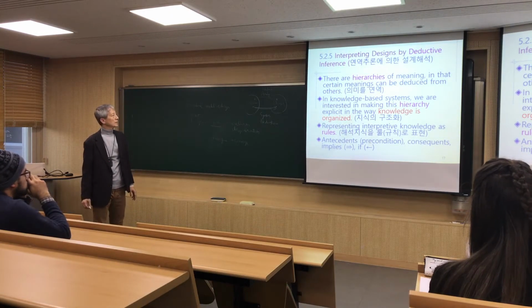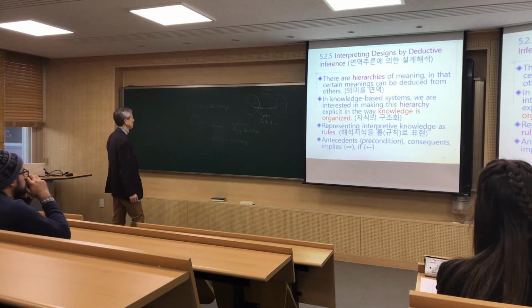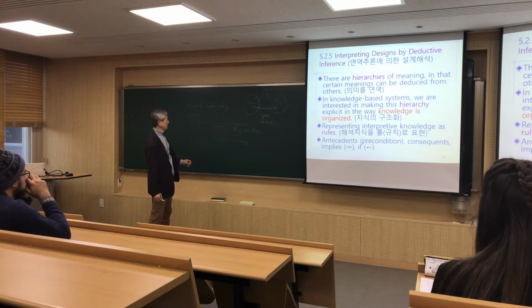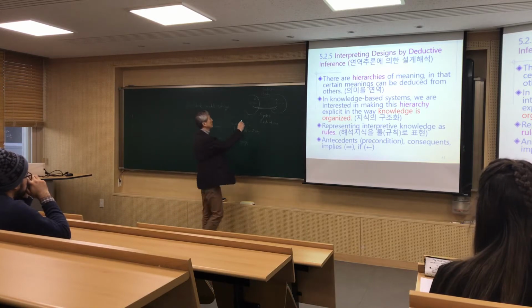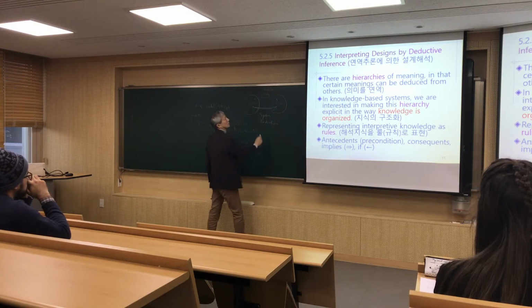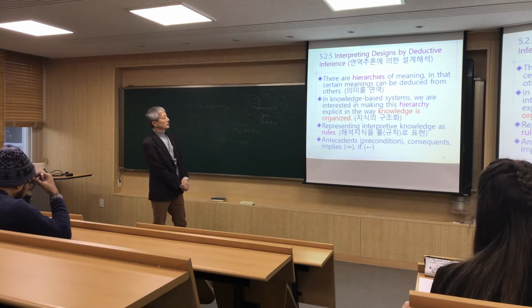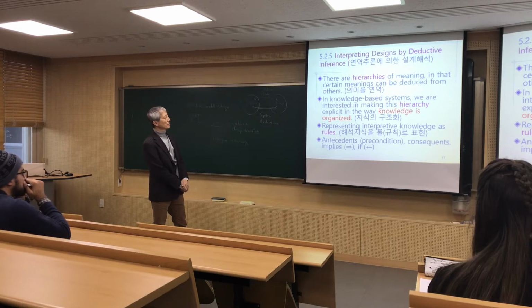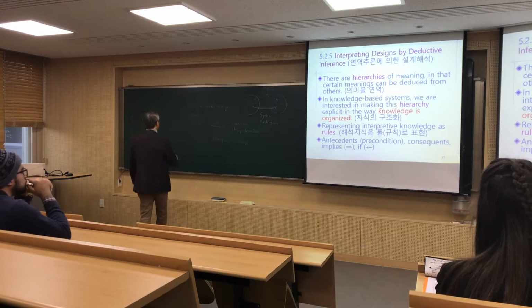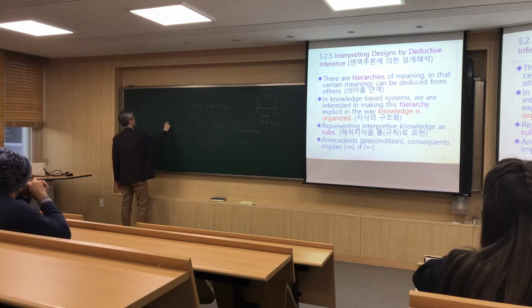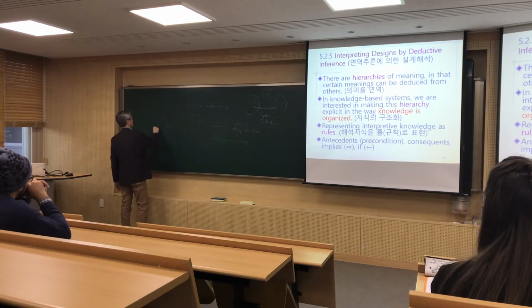Great. And deductive inference, we also see deduction here. Where is it? Deductive interpretation, I already see this. And hierarchy of meanings, in that certain meanings can be deduced from another. There can be hierarchies, trees of meaning, right? Trees of meaning, hierarchies of meaning.